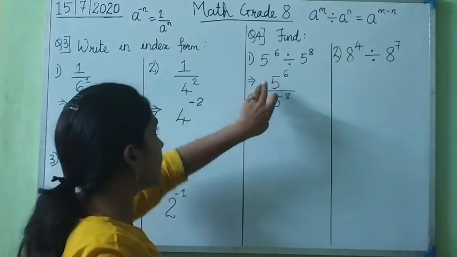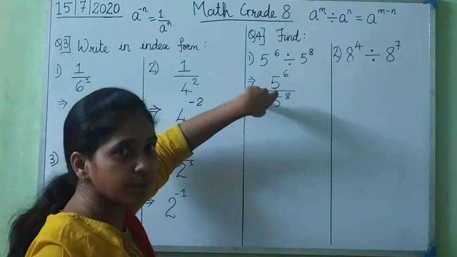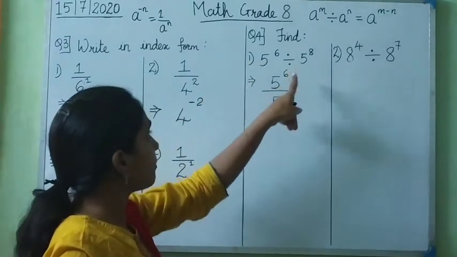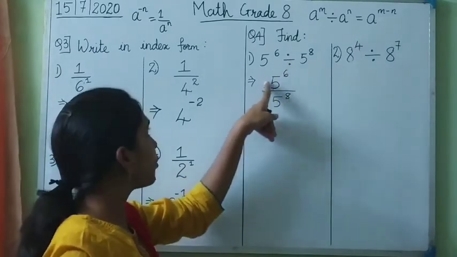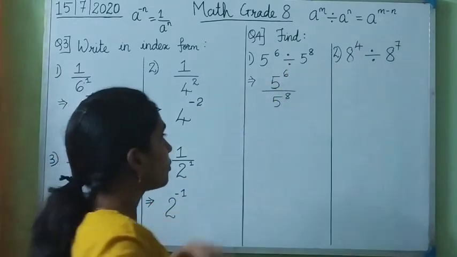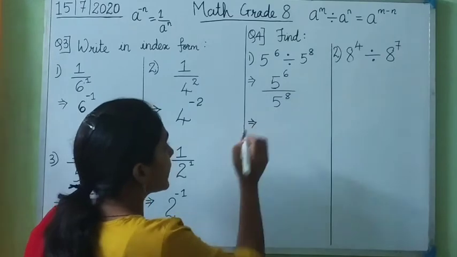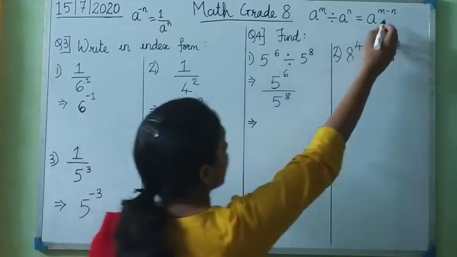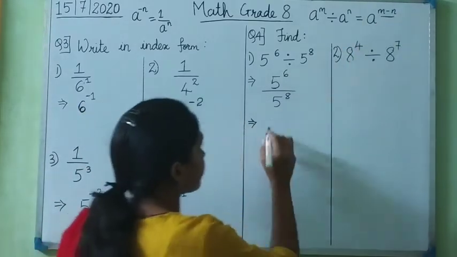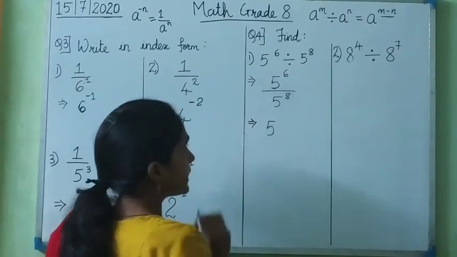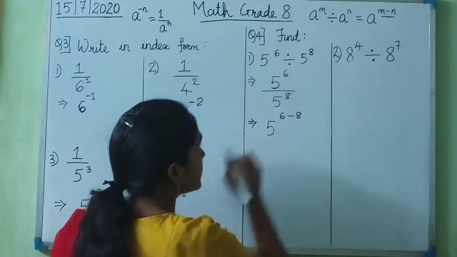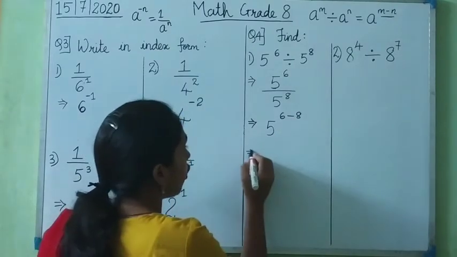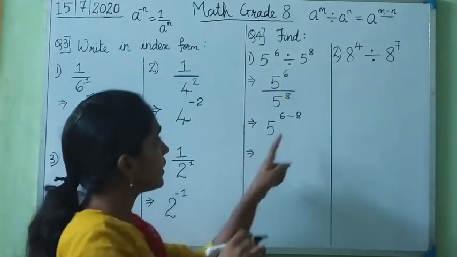So here also, a is what? 5, because 5 is the base. The power of the first number is 6, the second number is 8, and both the numbers are divided. So what do we do? According to the second law, we subtract their powers. So we will write the same base 5 and we will subtract the powers, 6 minus 8. In the order, first we will write the number which is in the denominator.